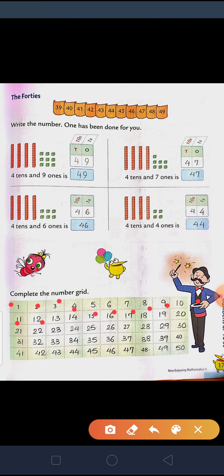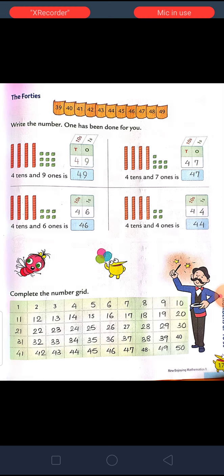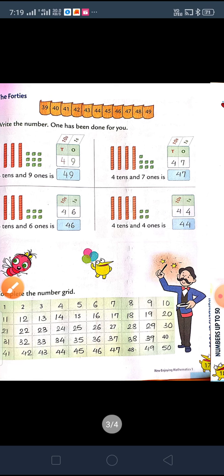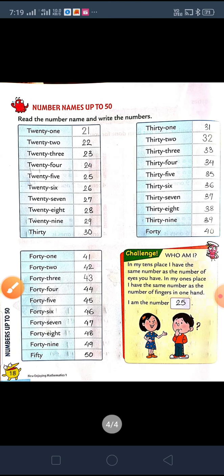Then comes 11, 12, 13, 14, 15, 16, 17, 18, 19, 20, 21, 22, 23, 24, 25, 26, 27, 28, 29, 30, 31, 32, 33, 34, 35, 36, 37, 38, 39, 40, 41, 42, 43, 44, 45, 46, 47, 48 is given, 49 and 50. So like this you will complete the whole number grid and you will get numbers from 1 to 50. So here you completed the number grid.